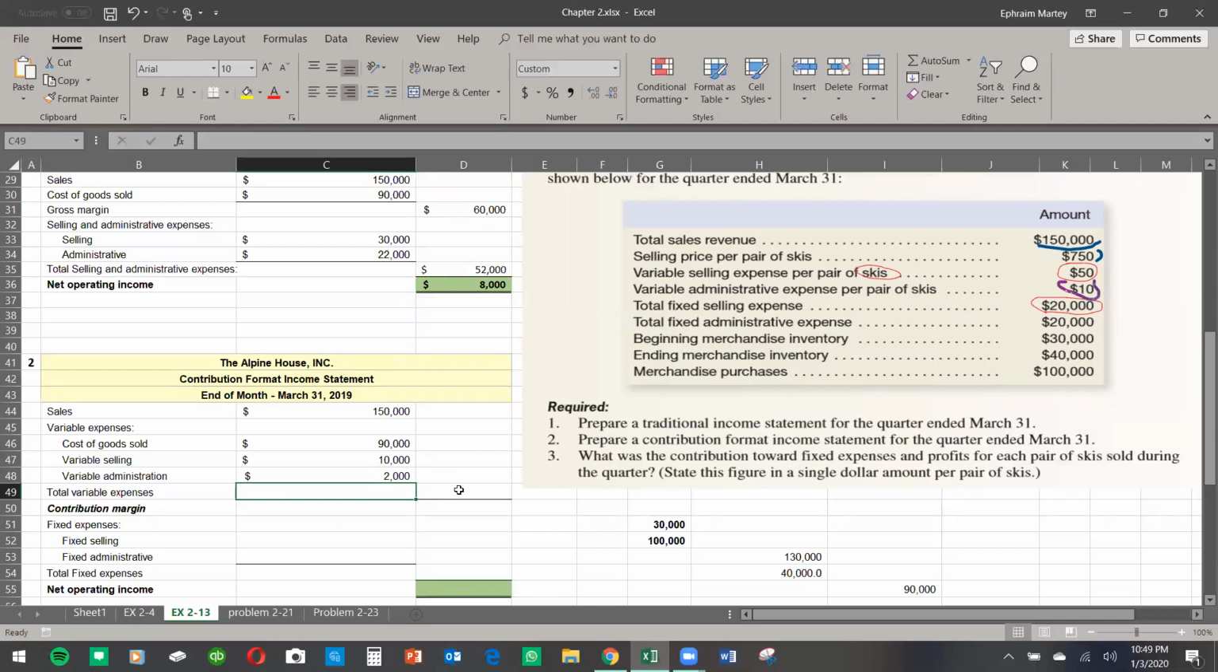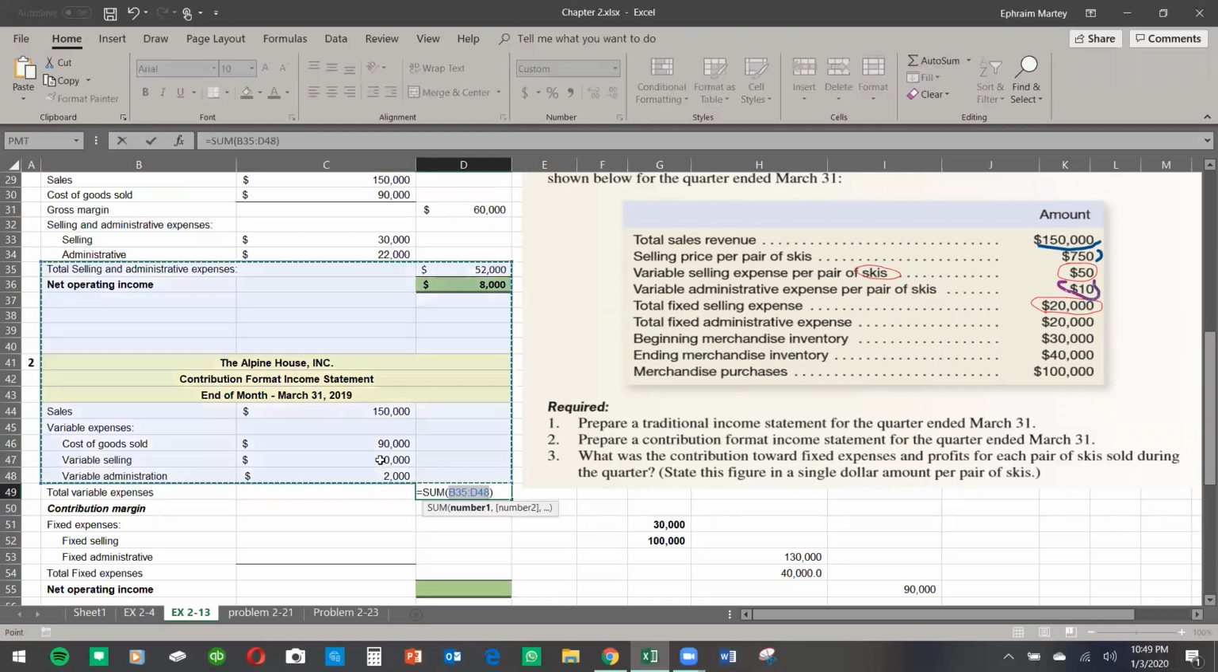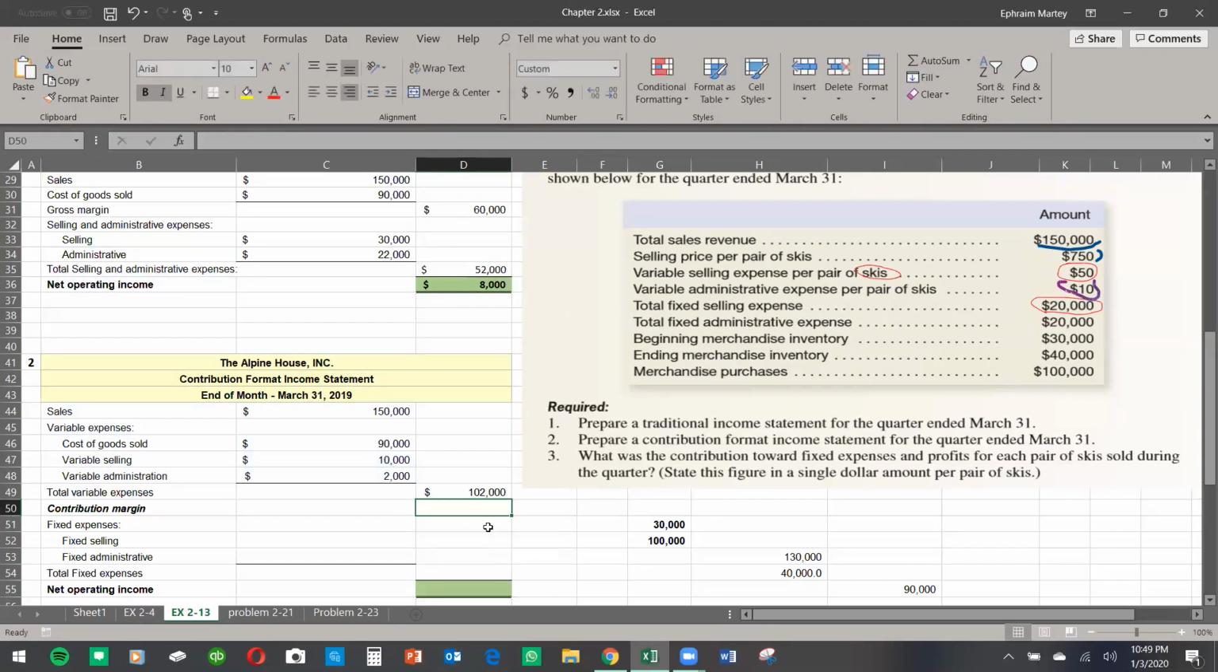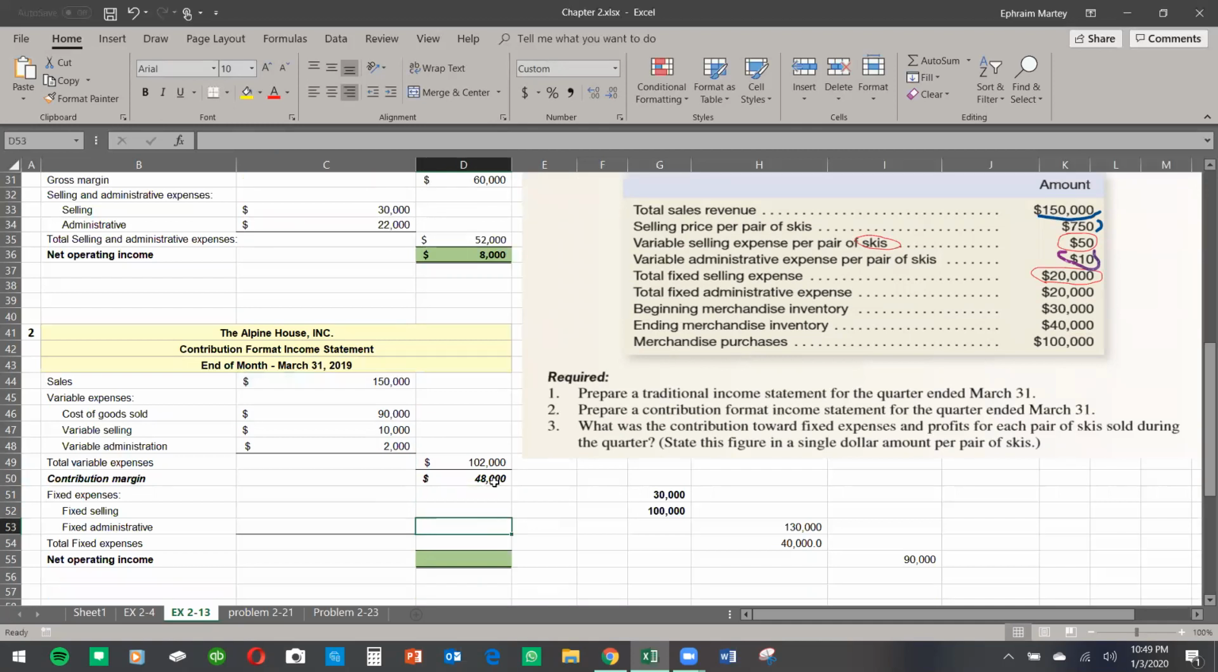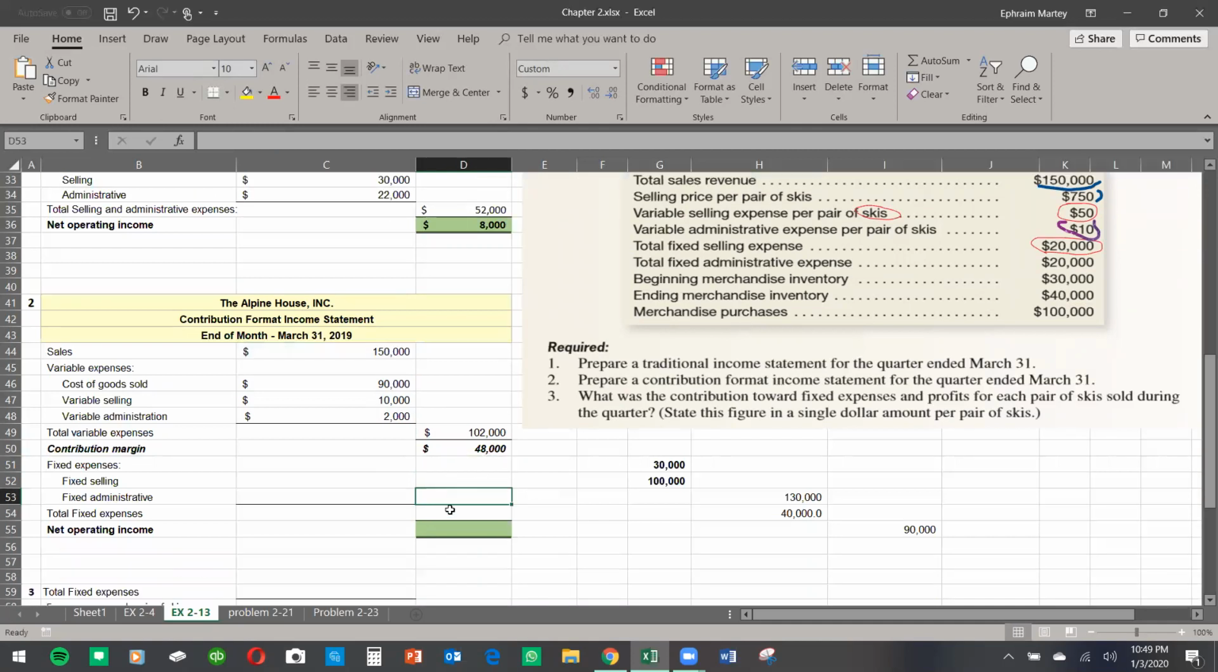So the total variable expenses, we'll add all these together. All these three together give us 102,000. So contribution margin for the period is 150,000 minus 102,000, which gives us 48,000 contribution margin.